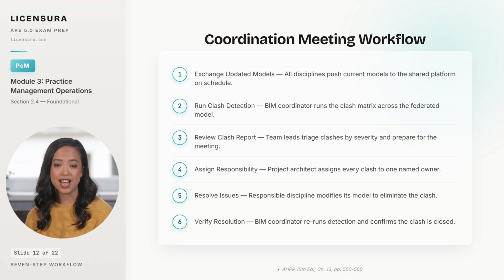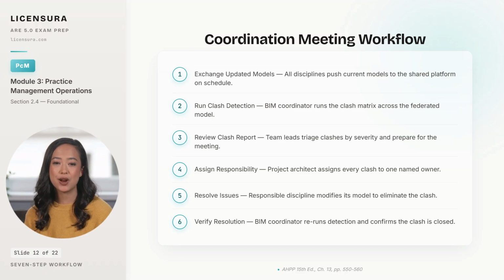The cadence starts when every discipline pushes its current model to the shared platform on the schedule the BEP defined. If a single discipline skips an exchange, the federated model is stale before clash detection even runs. The BIM coordinator then runs the clash matrix across the federated model. That's a software task, but the coordinator interprets the output, not the software. Team leads triage the clash report by severity before the coordination meeting, because walking into a meeting with 2,000 undifferentiated clashes is how you waste an hour of the entire consultant team's time.